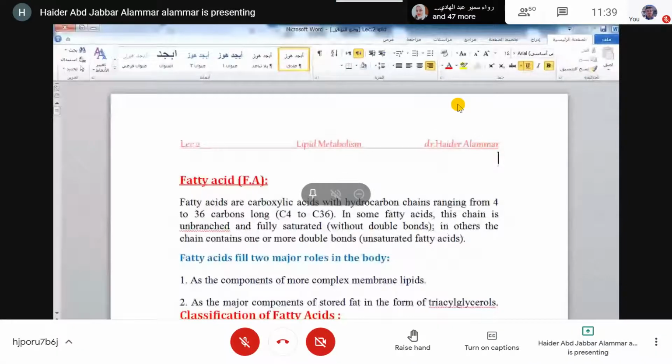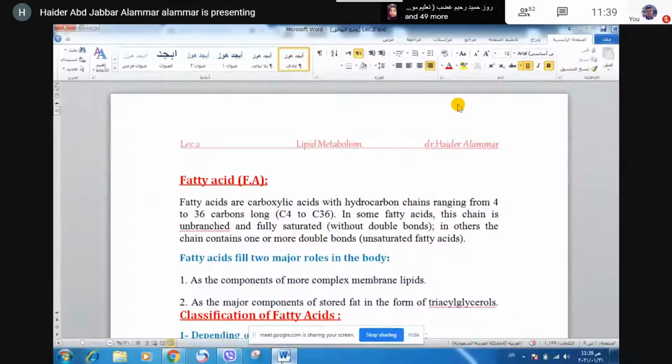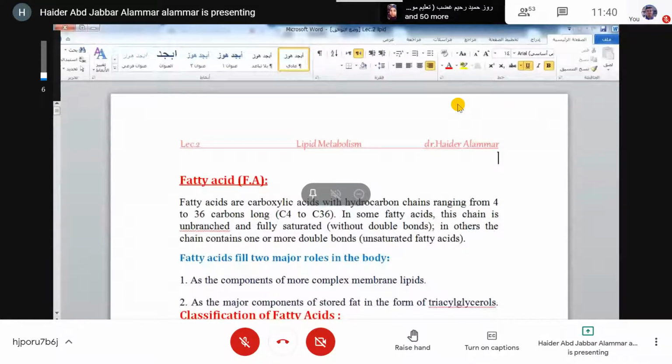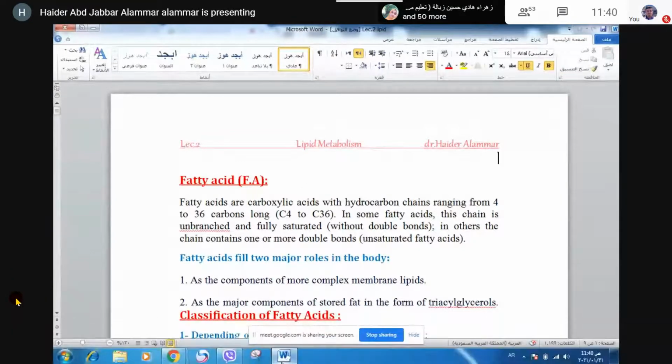As you know, the building block of every major compartment of our body, including protein, is amino acid. Carbohydrate, the building block is monosaccharide, glucose. And in this subject, I'm going to talk about lipid metabolism. The building block of the lipid, of fat in our body, is fatty acid.